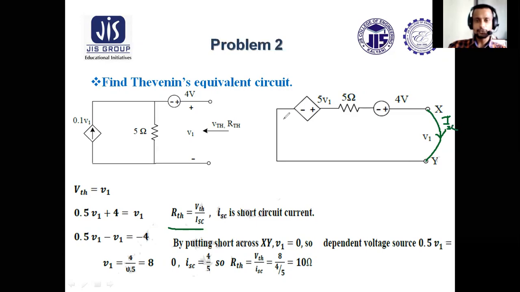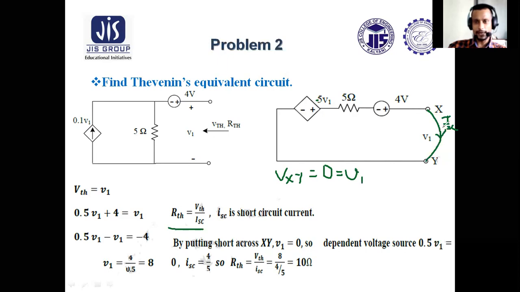ISC through this. So what would be ISC? This is 0.5 V1. This is 4 V1. Okay. Now, whenever we are shorting the load terminals, what would be VXY? Voltage of a short circuit will be 0. So VXY equals 0 means V1. V1 is voltage across XY.